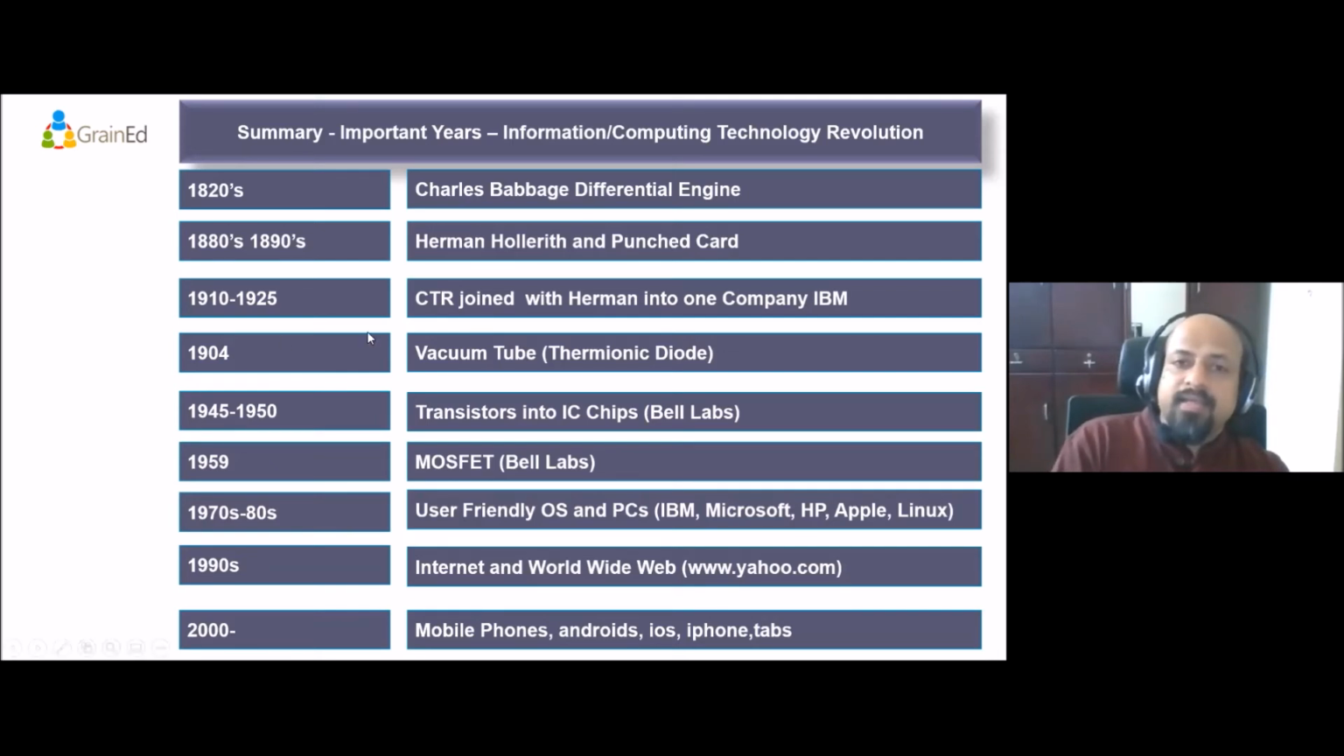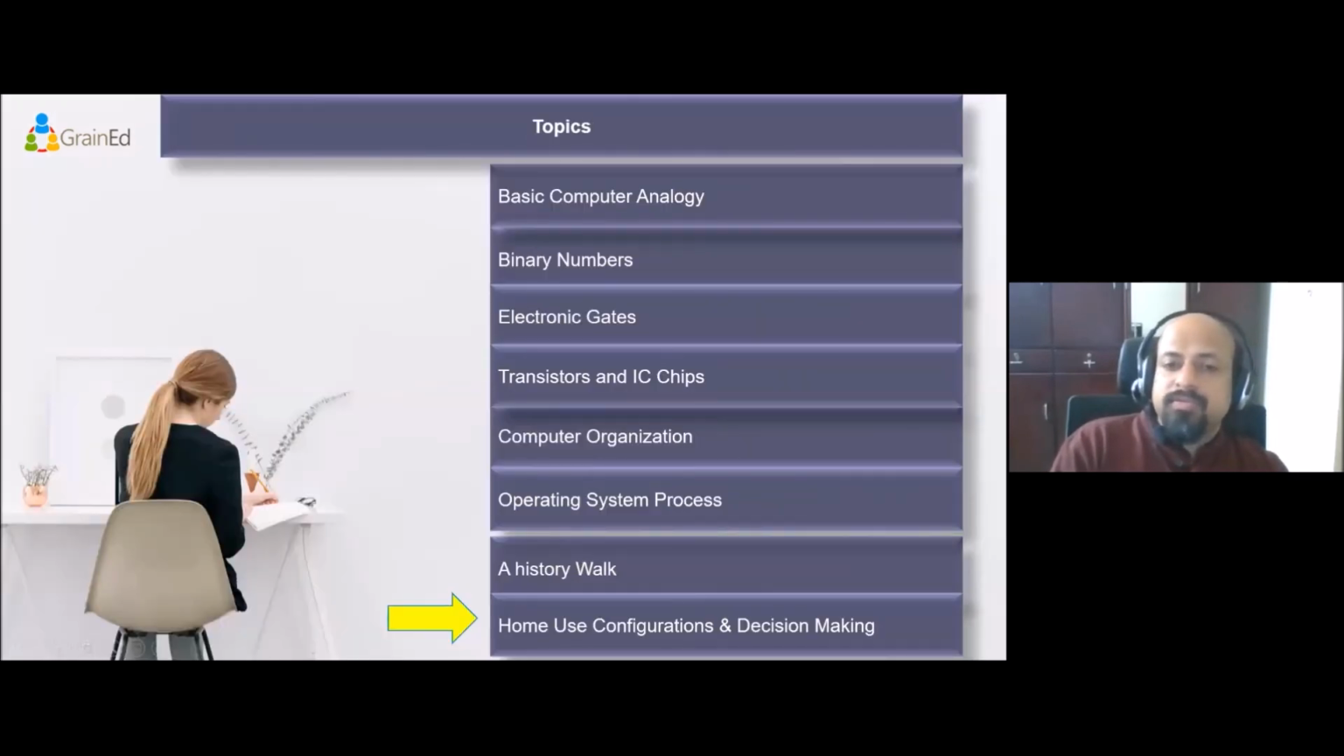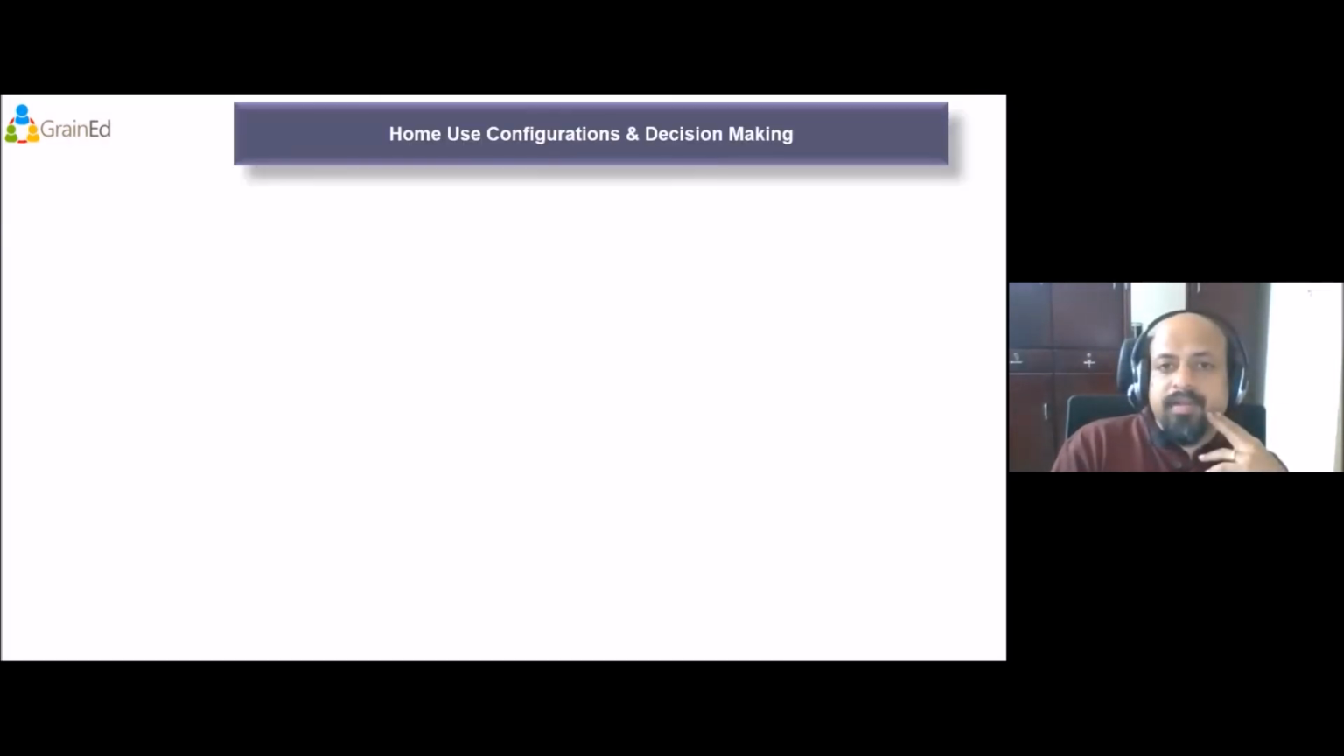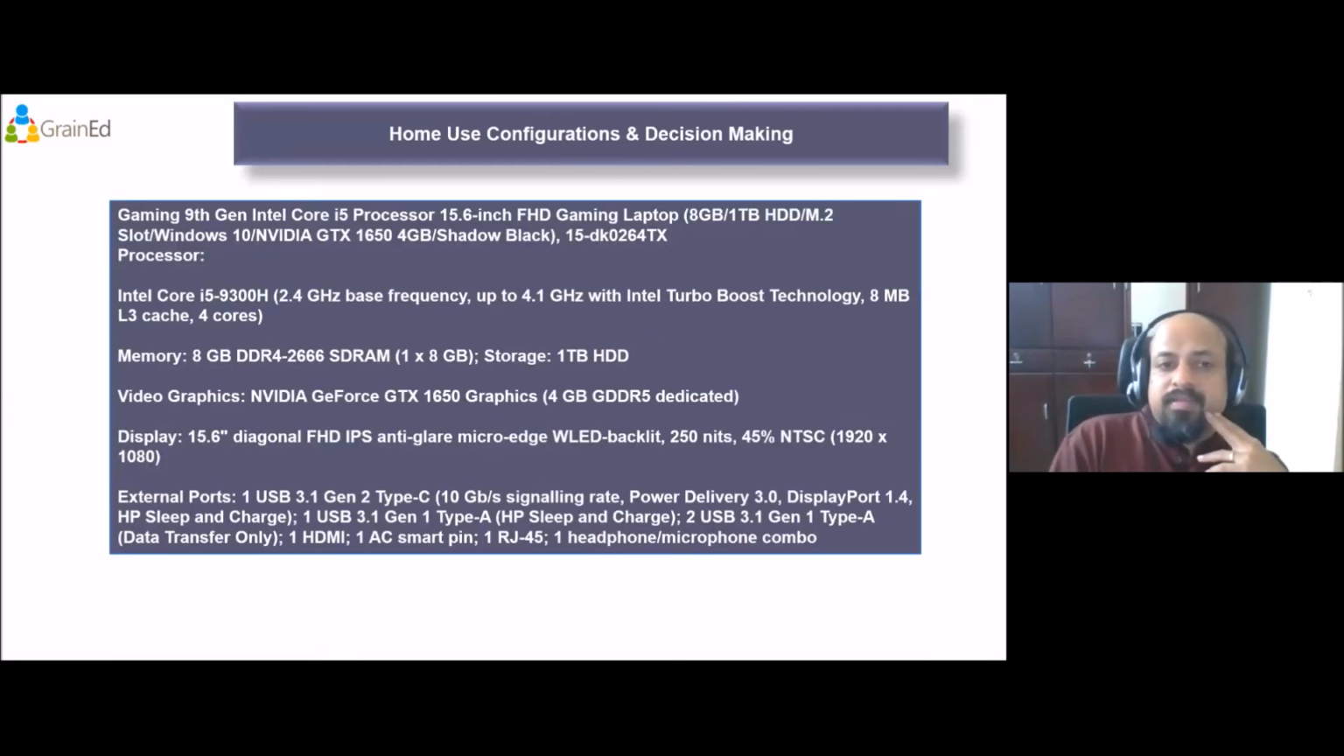Any questions before I move to configuration? Or maybe let me close that as well, because it's just 2 slides. Maybe we'll stop after that. So these days, if you open a newspaper, you'll see all this configuration. Gaming, 9th generation Intel Core i5 processor. I'm just picking a name as an example, right? Intel Core i5 9300, 2.4 gigahertz, 4.11 gigahertz. And then 4 core. You know what is the meaning of 4 core? It means there are 4 processors inside.